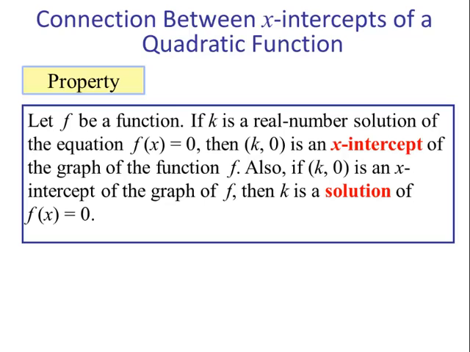Connection between x-intercepts and solutions of a quadratic function. Property: let f be a function. If k is a real number solution of the equation f of x equals 0, then (k, 0) is an x-intercept of the graph of the function f. Also, if (k, 0) is an x-intercept of the graph of f, then k is a solution of the equation f of x equals 0.